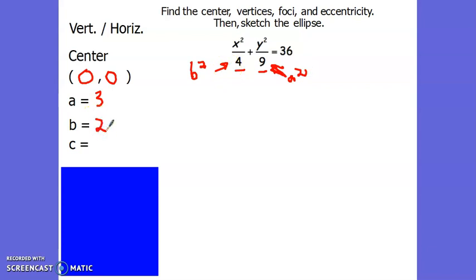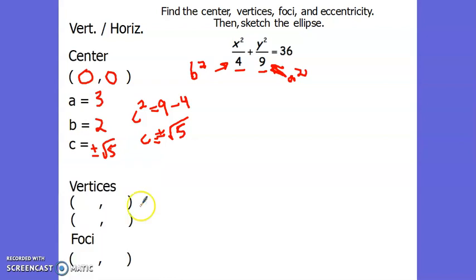And if we use our formula, very quick and simple, remember that c squared equals a squared minus b squared. Or basically, 9 minus 4 would have been 5. And to solve for c, we just take the square root. C will be plus or minus the square root of 5. And again, plus or minus, because remember there are two foci. That distance is going to happen twice.